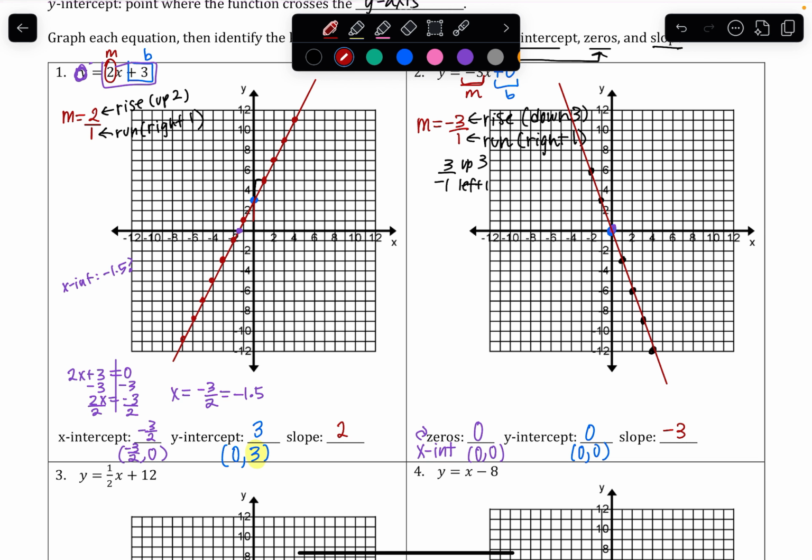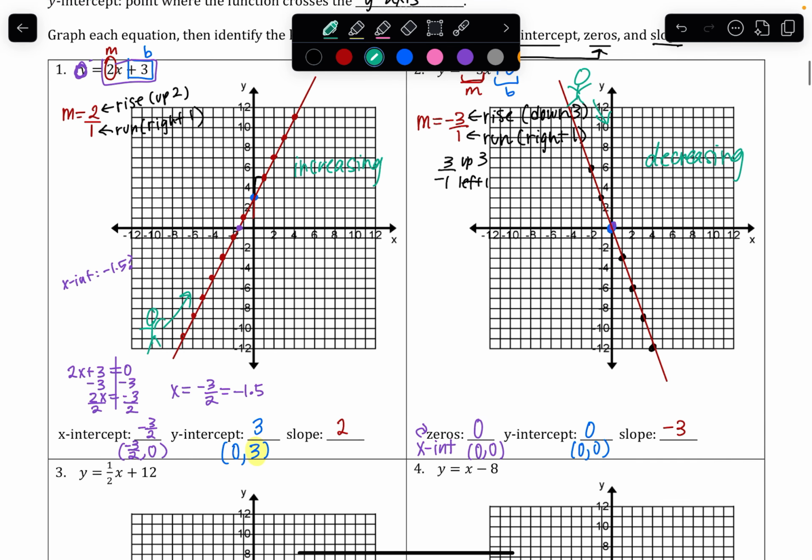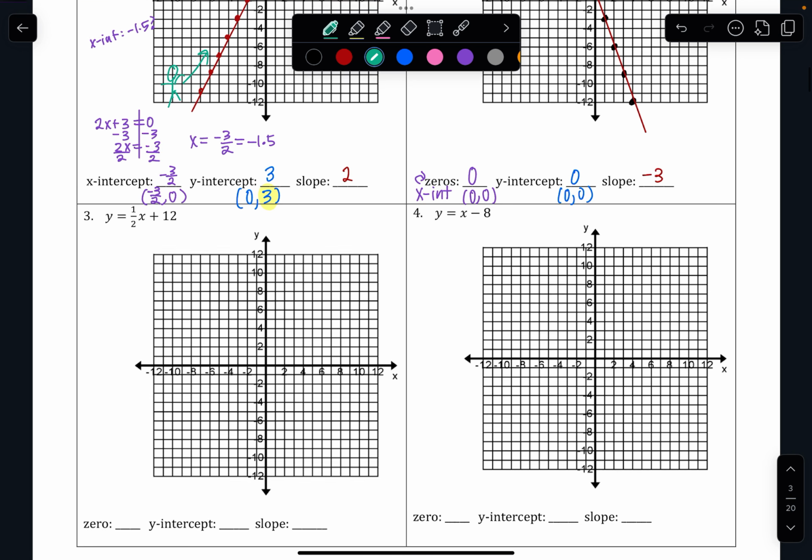Okay, and so if you have a positive slope, you should always have an increasing line. Meaning if a person were traveling from left to right on this line, they should be going up the mountain. If you have a negative slope, as a person travels, he should be going down the mountain. That's called decreasing. Okay, so a common mistake is graphing the wrong direction.